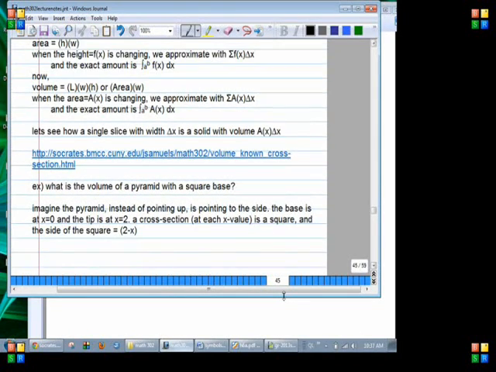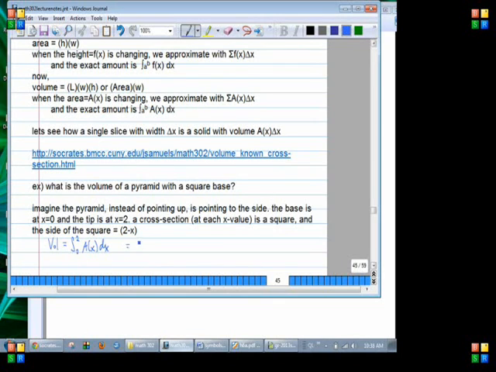So now we want to ask ourselves, what's the volume? The volume is the integral from 0 to 2. I'm just going to start out by putting A of x dx, and you can always start like that. Now the question is, what's the area?